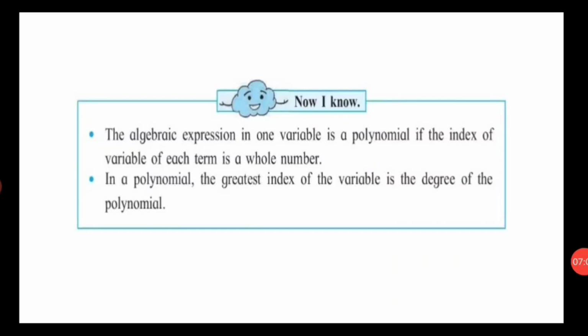Now we know that an algebraic expression in one variable is a polynomial if the index of the variable in each term is a whole number. So this is the definition of a polynomial. In a polynomial, the greatest index of the variable is the degree of the polynomial.